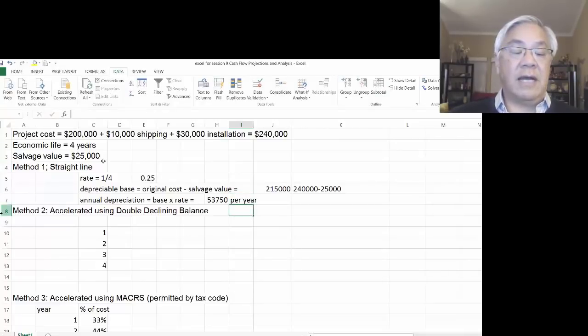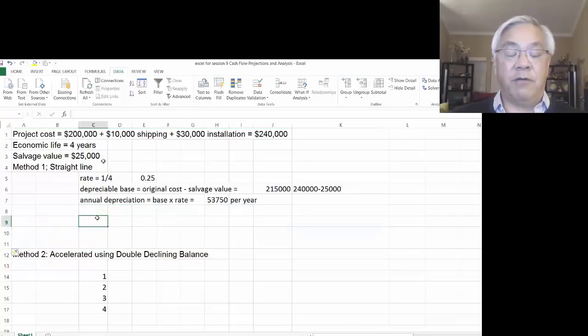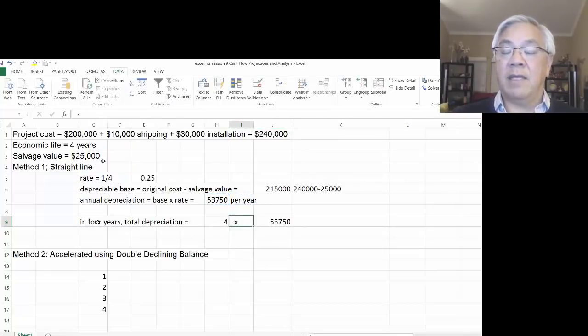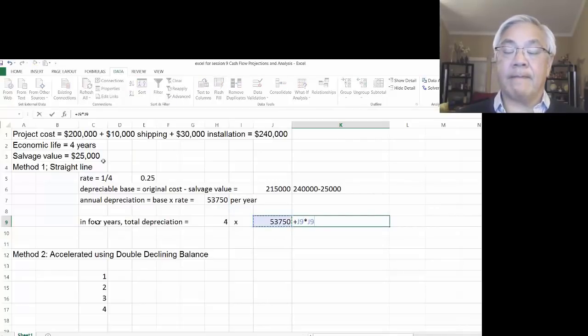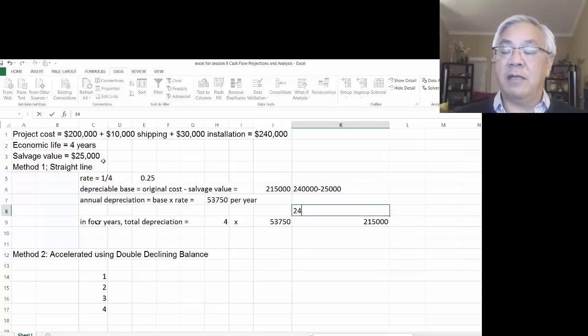And one thing we could do just to test it out to ourselves, to satisfy ourselves that this is correct, is to say what happens in the 4 years. In 4 years, the total depreciation equals 4 times that amount, and that equals 215. And you subtract that from the original cost of 240, and that equals 25,000, which is the book value.